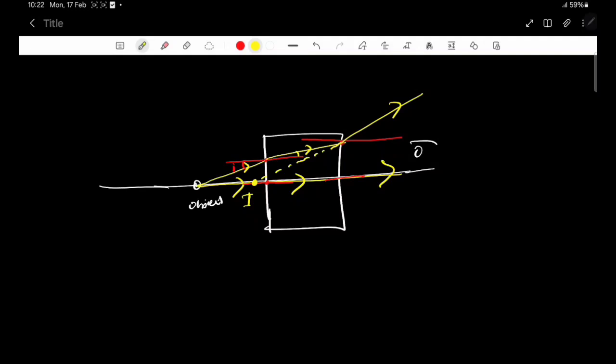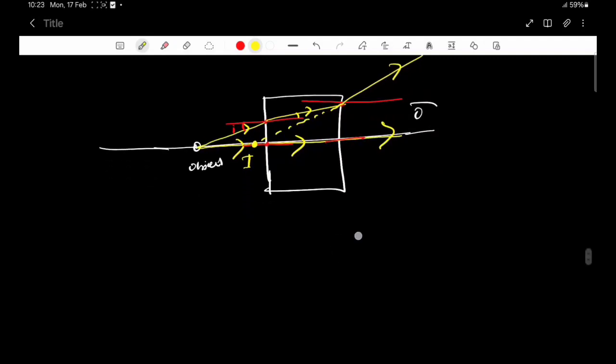Which means if an object is being viewed through the rectangular glass slab, the object portion is being shifted towards the rectangular glass slab by a certain value, and we can try to calculate this value through mathematics.